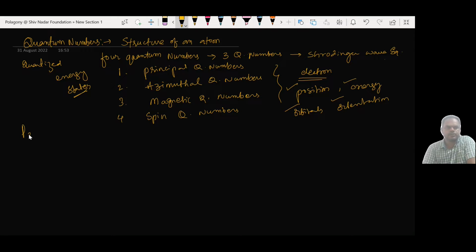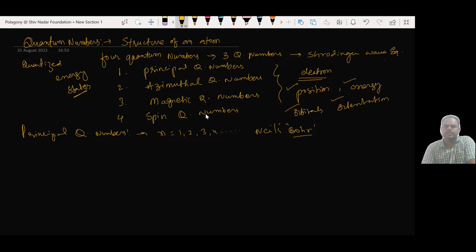The first quantum number is the principal quantum number. It is designated by n. These numbers start from 1, 2, 3, 4, and so on. The principal quantum numbers begin with 1, 2, 3, 4, and so on. It was introduced by the scientist Niels Bohr.